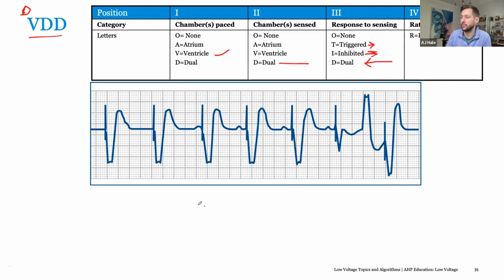But if we have one of these leads here, sometimes you'll see a VDD lead, which has a ventricular bipole here, and then it will also have an atrial bipole that has the ability to sense intrinsic atrial activity. So you cannot actually pace, you can't control the atrial activity, but you can follow what's going on in the atrium.